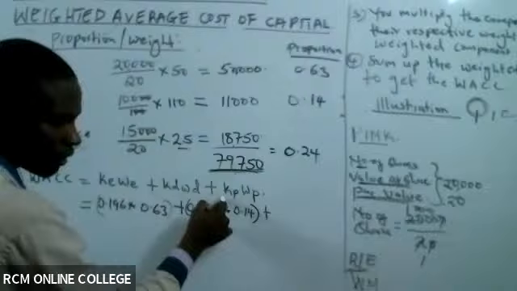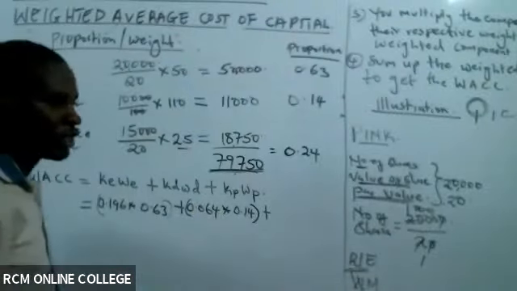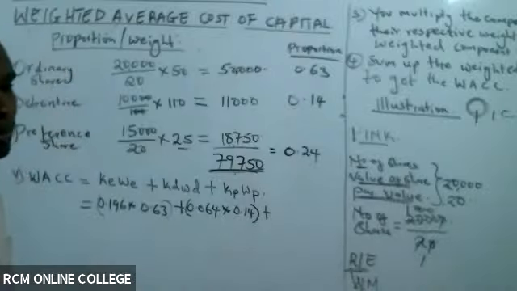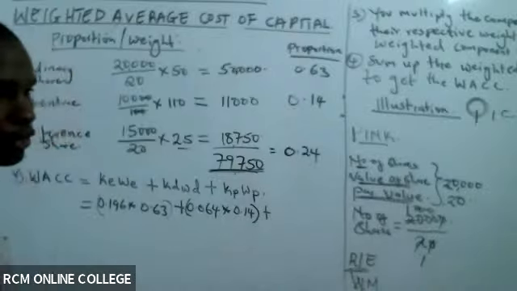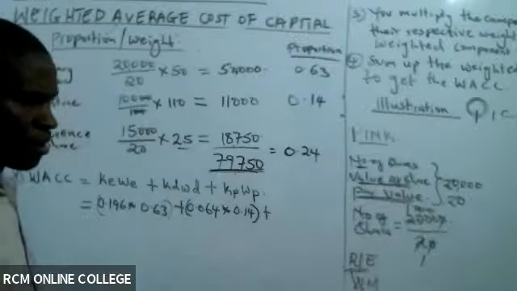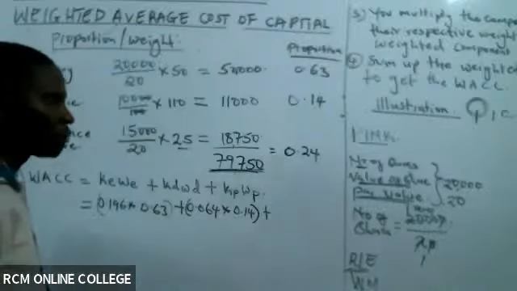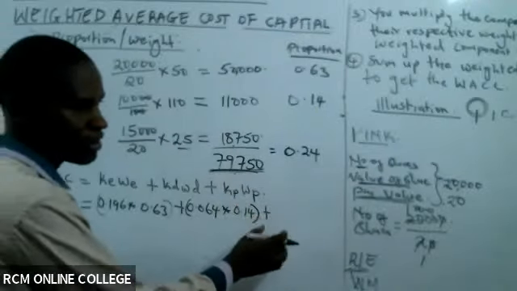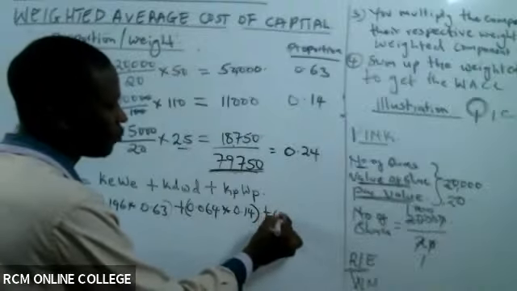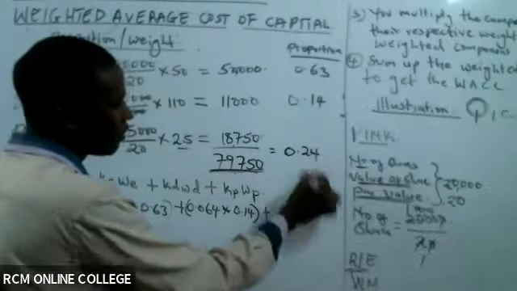Plus cost of preference share ilikuwa ngapi? Somebody to remind me. Cost of preference share, I think it was the same as that of debt. Equally, cost of preference share to recompute. Was this the same as that of debt? Yes, it was the same. So 0.064 multiplied by 0.24.